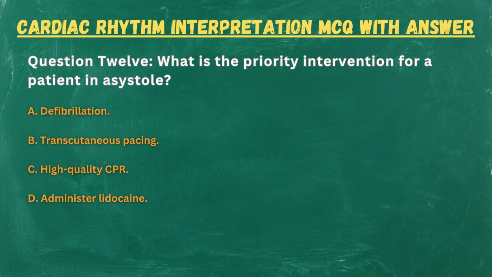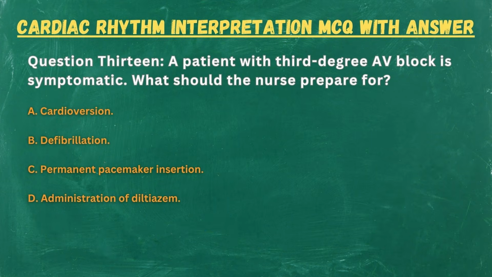Question 12. What is the priority intervention for a patient in asystole? A. Defibrillation. B. Transcutaneous pacing. C. High-quality CPR. D. Administer lidocaine. Answer: C. High-quality CPR.